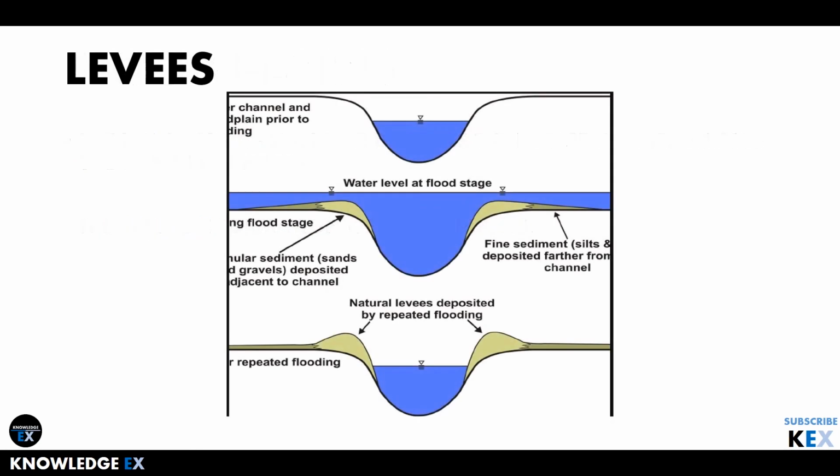Next is levees. What are levees? Whenever a flood occurs, at both the banks of the rivers, the finer sediments get deposited and they make a wall-like structure which is known as natural levees. As you can see, these are the natural levees. These are the wall-like structures developed after the occurrence of floods.